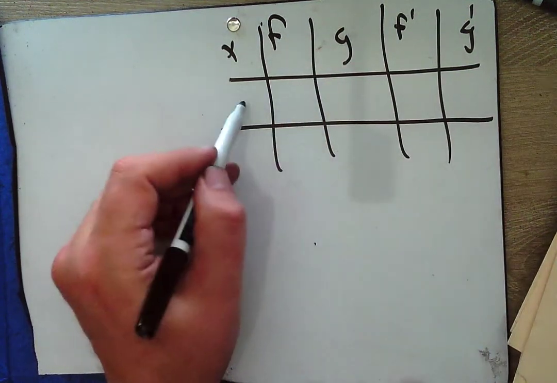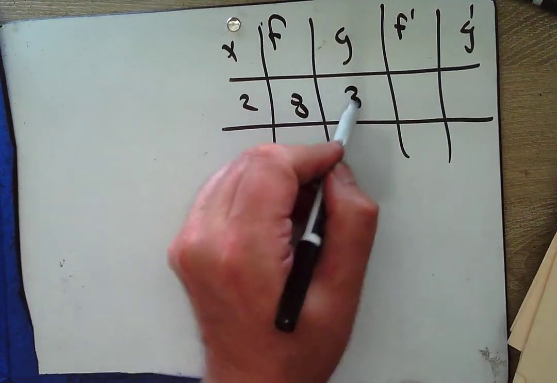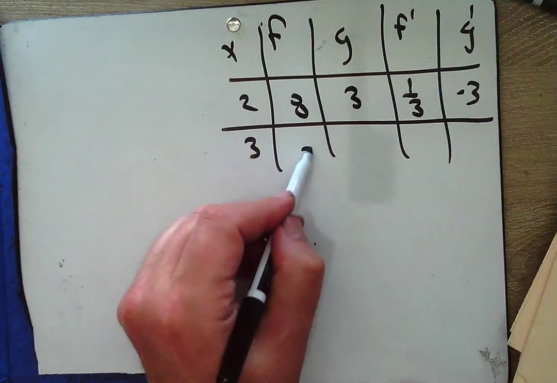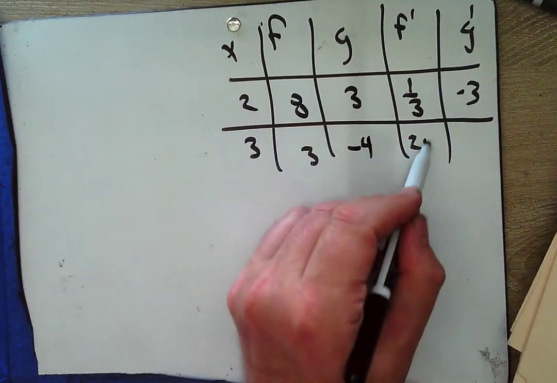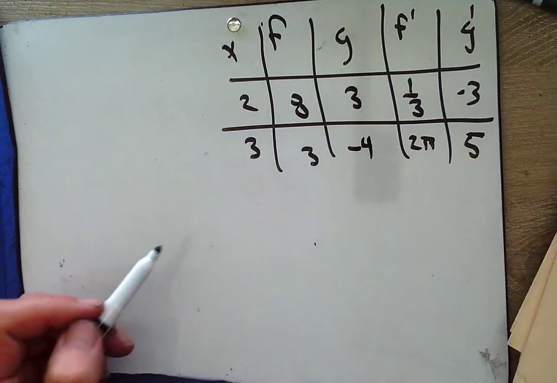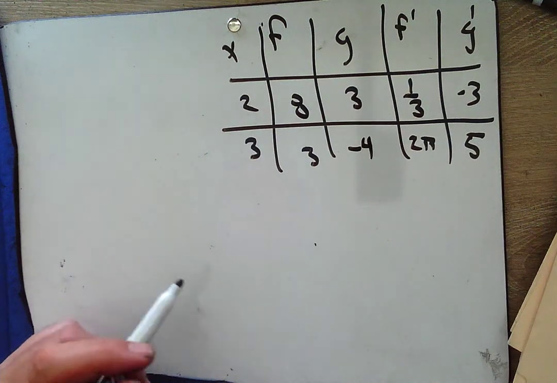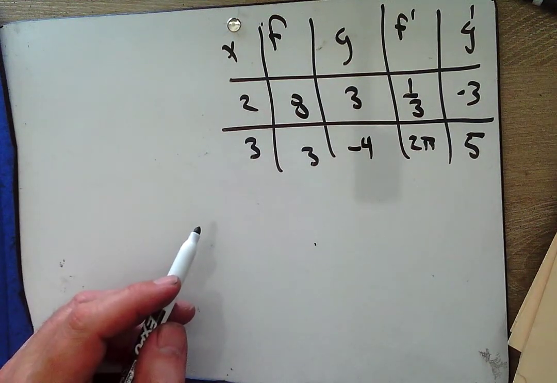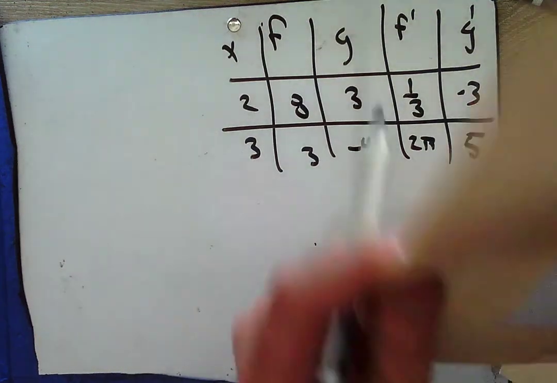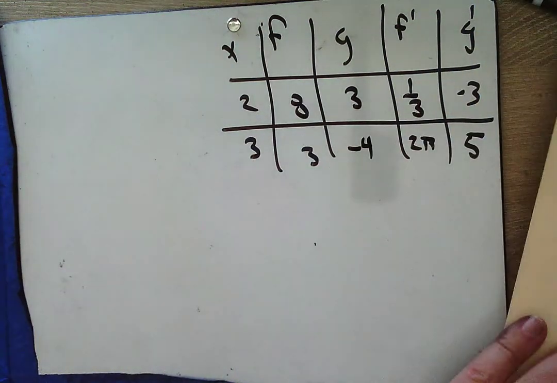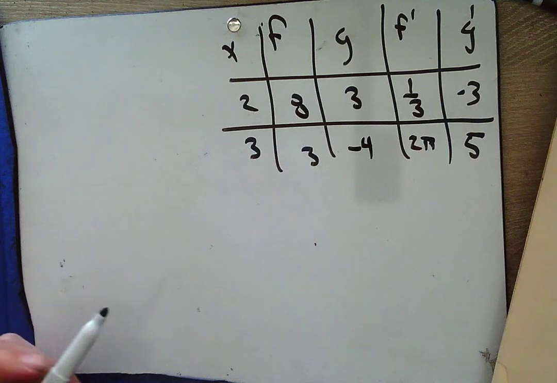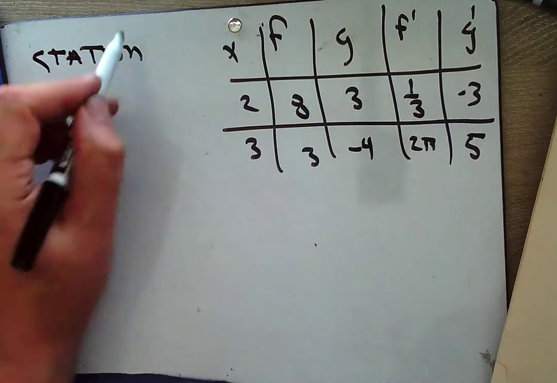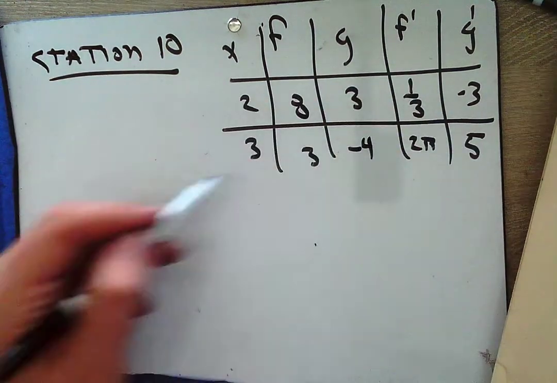And that's 2, 8, 3, 1/3, -3, 3, 3, -4, 2 pi, and 5. All right, so we've got all that information. Let's go. And it looks like I have 6 derivatives here on station 10 that require me to use this table.